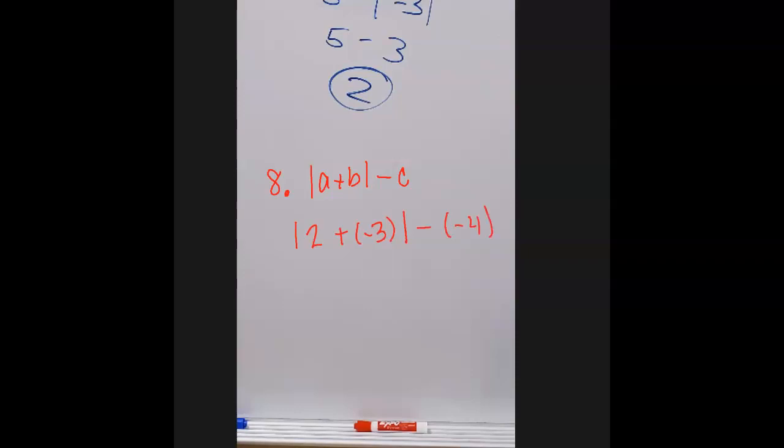Did I do that okay? It looks right. Awesome. So you do your parentheses and absolute values at the beginning, because parentheses and absolute values fall together in order of operations. So this becomes the absolute value of -1. A minus becomes a positive 4. So the absolute value of -1 is 1. 1 plus 4 is 5.